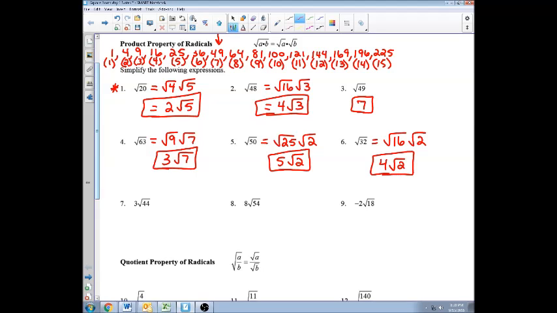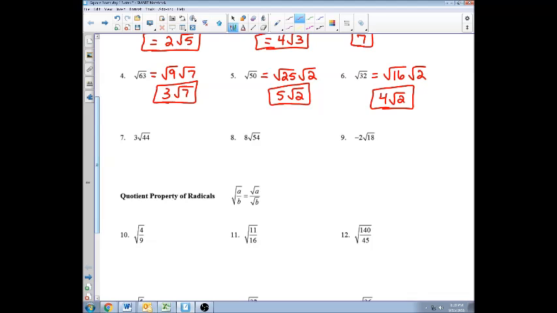On to number 7. I'm going to look for the perfect square that is closest to 44. The first one is 36. 44 divided by 36 will not come out to a whole number. 44 divided by 25 will also not come out to a whole number. 44 divided by 16 will not. 44 divided by 9 will not. But 44 divided by 4 will come out to a whole number. So I'm going to leave my 3 out front. I'm going to rewrite my square root as the square root of 4 times the square root of 11.